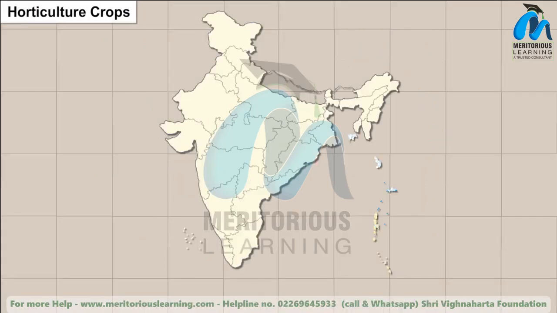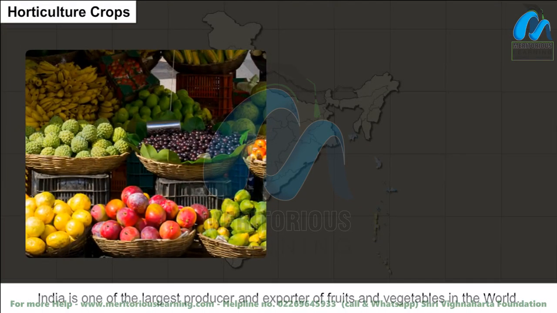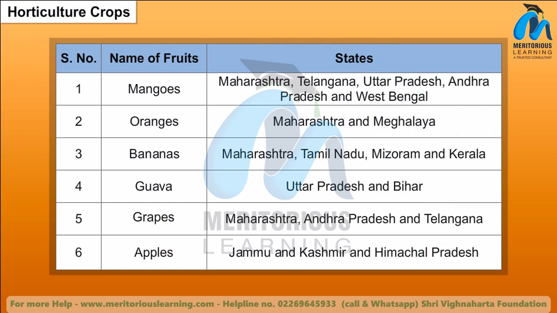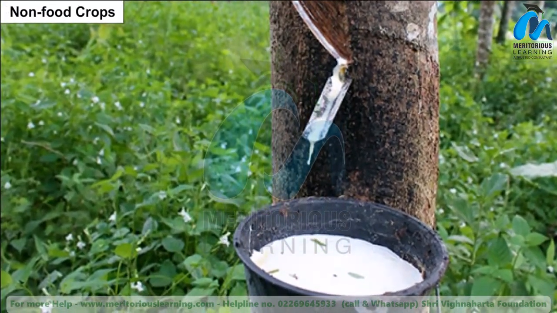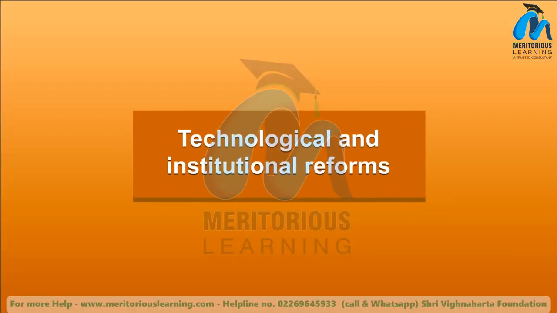Now let us know the horticulture crops. India is one of the largest producers and exporters of fruits and vegetables in the world. Here is a list that depicts the names of fruits and their major cultivated states. After food crops, now let us move to non-food. Technological and institutional reforms.